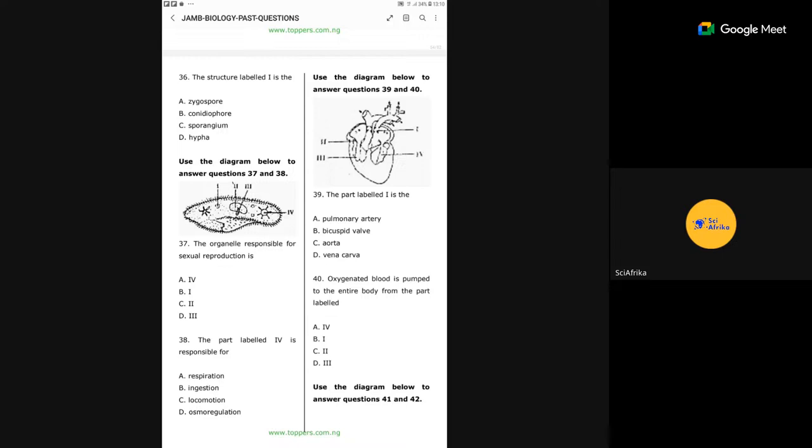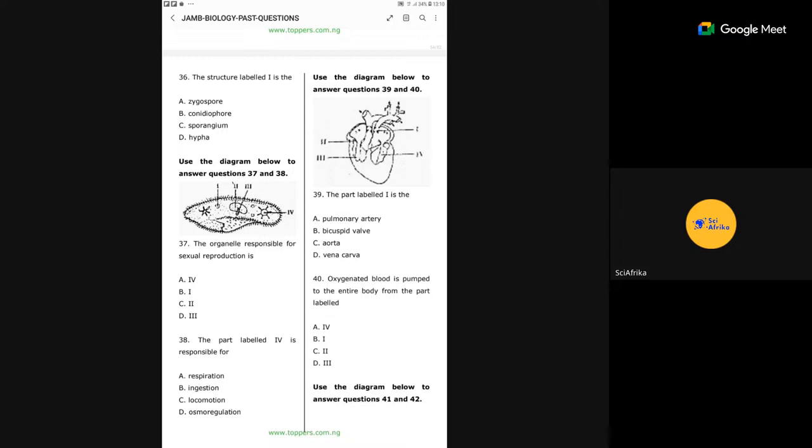The two top chambers are called the auricles, while the bottom chambers are called the ventricles. So we have the left auricle and right auricle, left ventricle and right ventricle. So let's go on. The part labeled I is the what? We have the pulmonary artery, bicuspid valve, aorta, and the vena cava. So the answer to the question is the pulmonary artery.